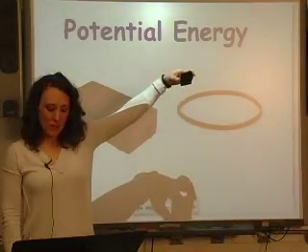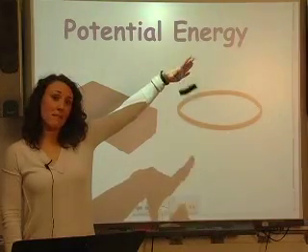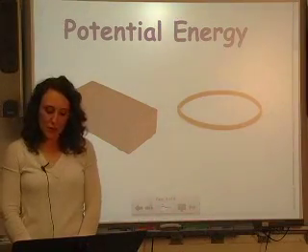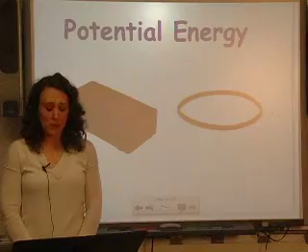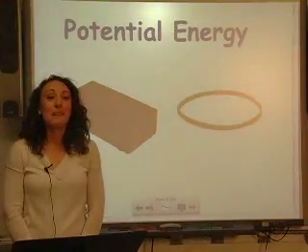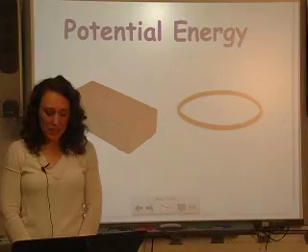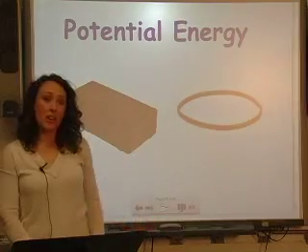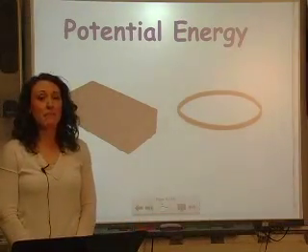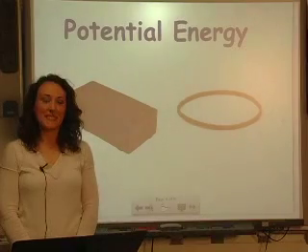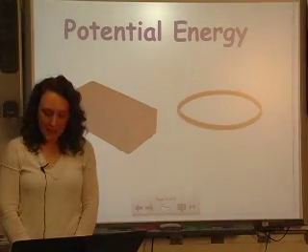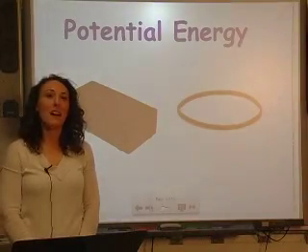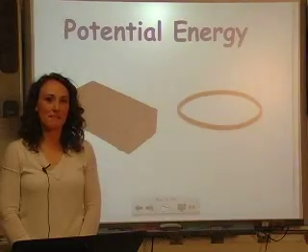Now the brick can do something it couldn't do before. It can fall. And in falling, it exerts forces and can do work on other objects. Please write this down. Potential energy that is dependent on the height above Earth's surface is called gravitational potential energy. One more time. Gravitational potential energy is potential energy that is dependent on the height above Earth's surface.